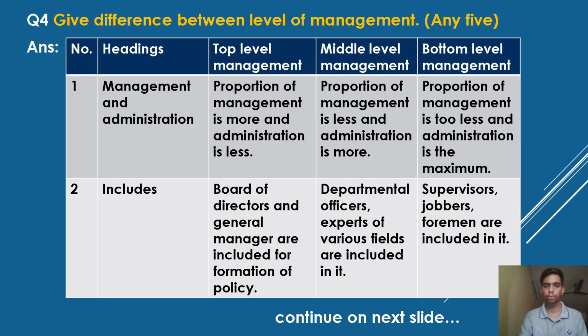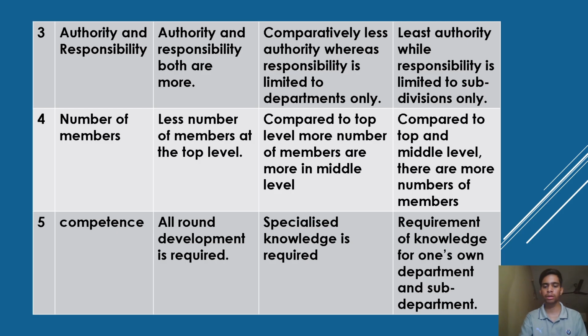Second, includes. Board of directors and general managers are included for formation of policy. Departmental officers, experts of various fields are included in middle level. Supervisors, jobbers, foremen are included in bottom level. Third, authority and responsibility. In top level management, authority and responsibility both are more. In middle level management, comparatively less authority whereas responsibility is limited to departments only. In bottom level management, least authority while responsibility is limited to subdivisions only.